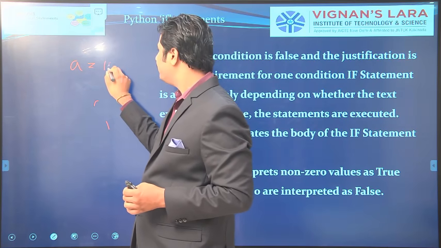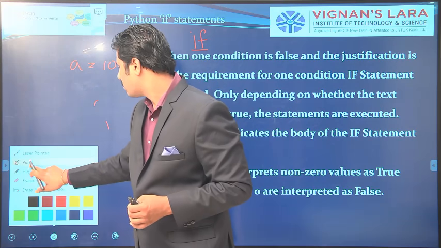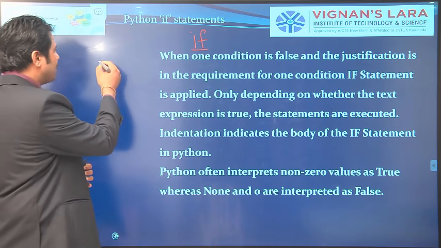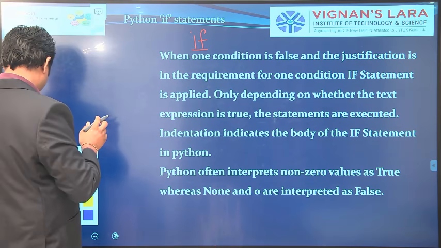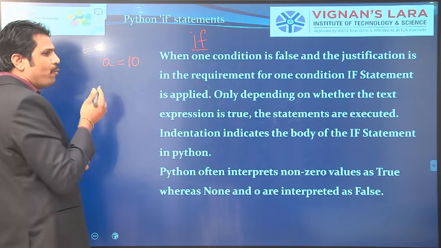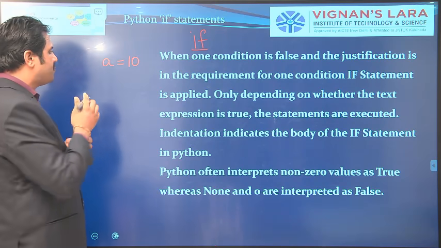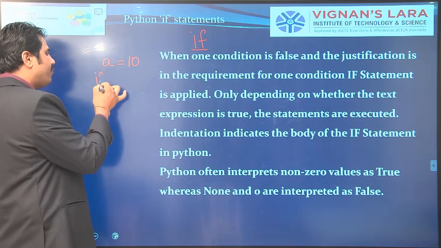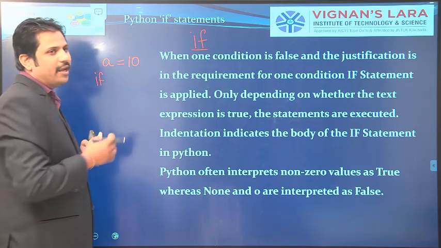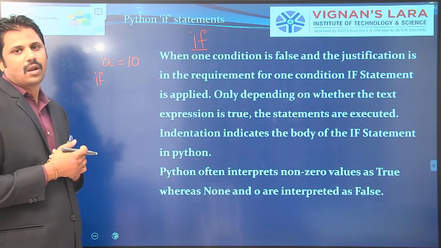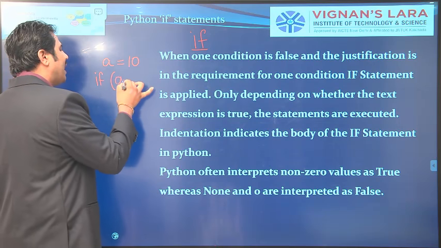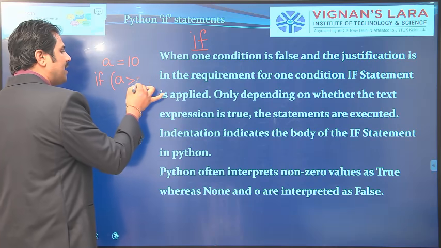a equals 10, I am taking. I am going to write the if syntax. Let us see how we write it. if is a keyword; you have to write if like this. After if, you write the condition. So I am going to write the condition: a is greater than 0.